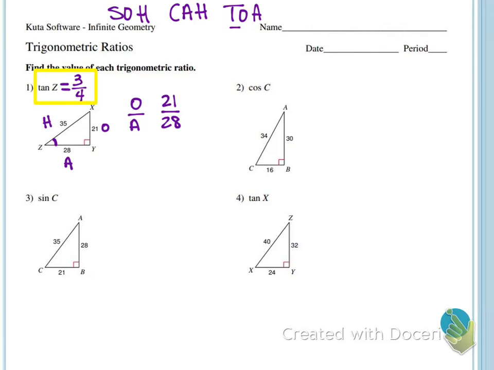Number 2 is cosine from angle C. So cosine is CAH, adjacent over the hypotenuse. Which of these is the hypotenuse? 34. Which of these is opposite? 30. And then 16 is adjacent. So what goes in the numerator? 16. And in the denominator? 34. What does this reduce to? 8 over 17.